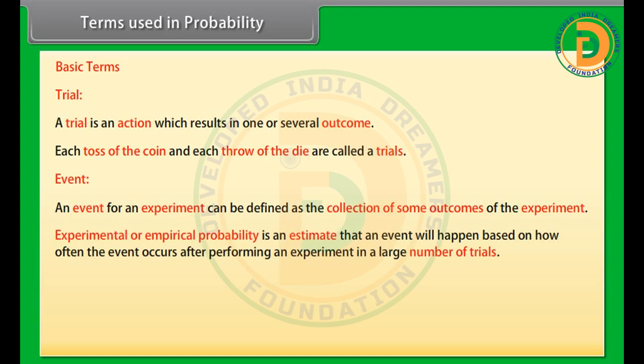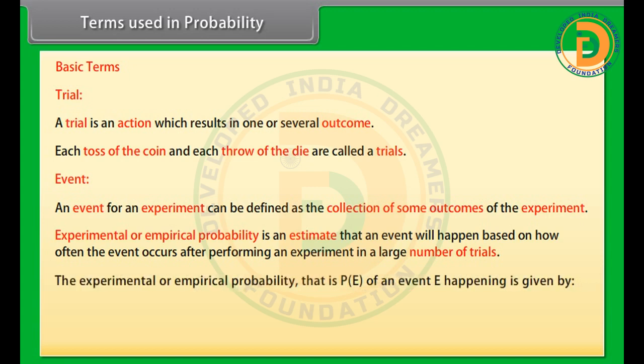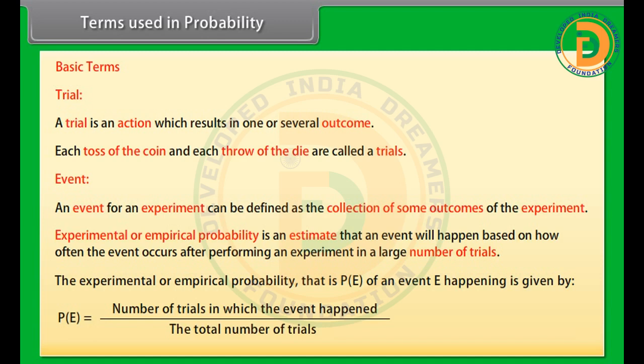Experimental or empirical probability is an estimate that an event will happen based on how often the event occurs after performing an experiment in a large number of trials. The experimental or empirical probability, that is P(E), of an event E happening, is given by P(E) is equal to number of trials in which the event happened upon the total number of trials.